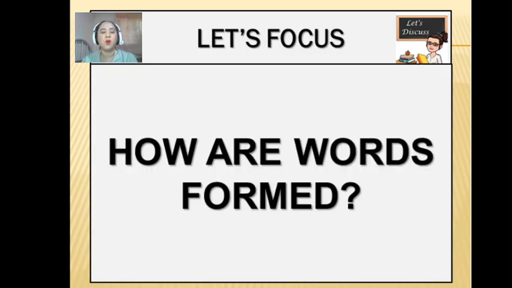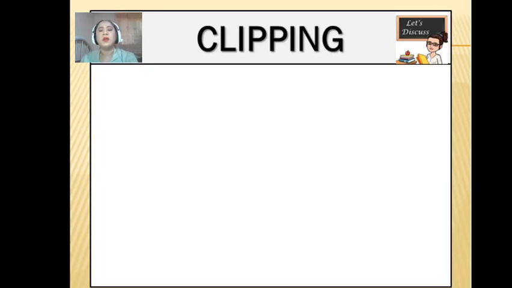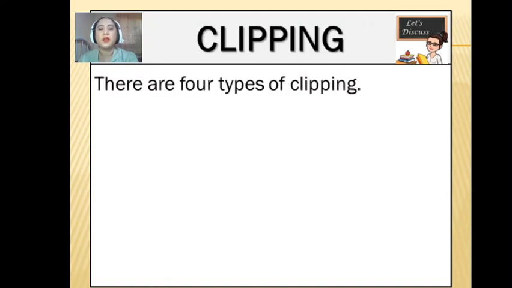So how are words formed? Word formation refers to all processes connected with changing and creating a word. There are numerous word formation processes, but for today we're going to discuss only four: blending, clipping, compounding, and acronym. The first one is clipping. Clipping is a word formation process wherein a word is shortened to form another word. It consists in the reduction of a word to one of its parts. There are four types of clipping.